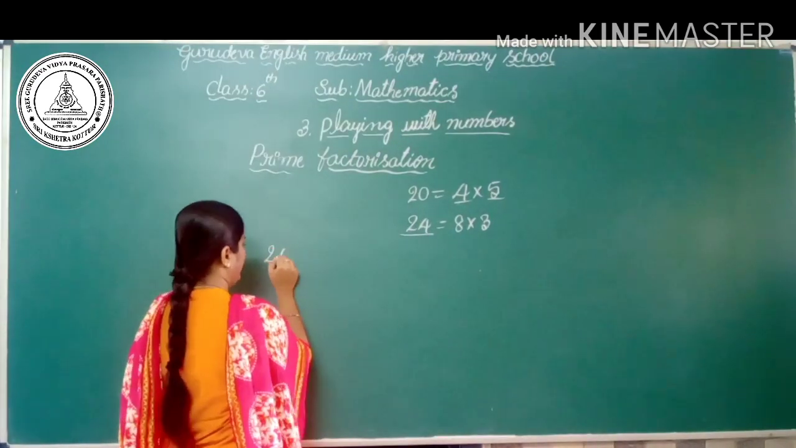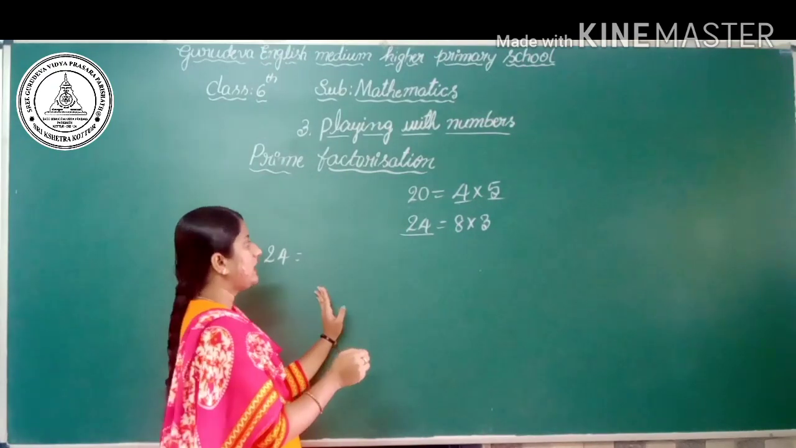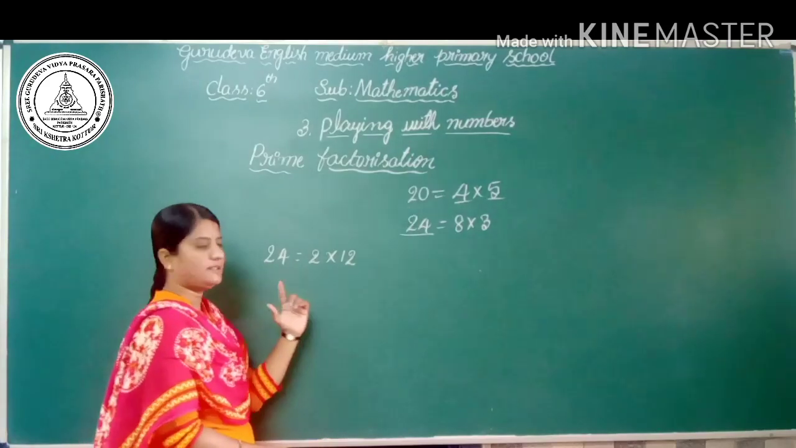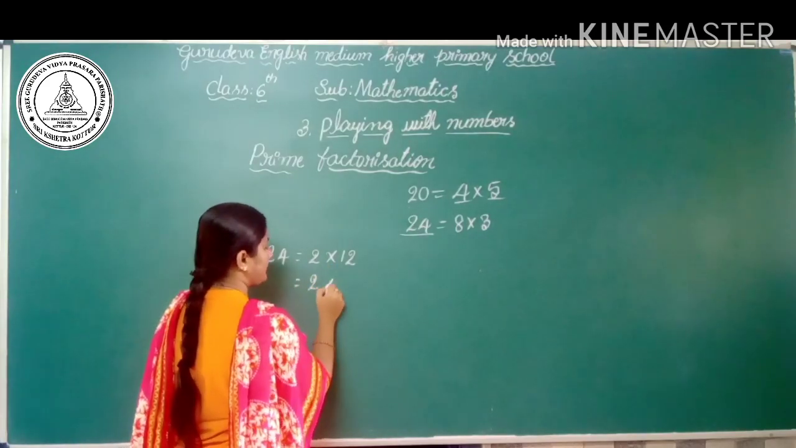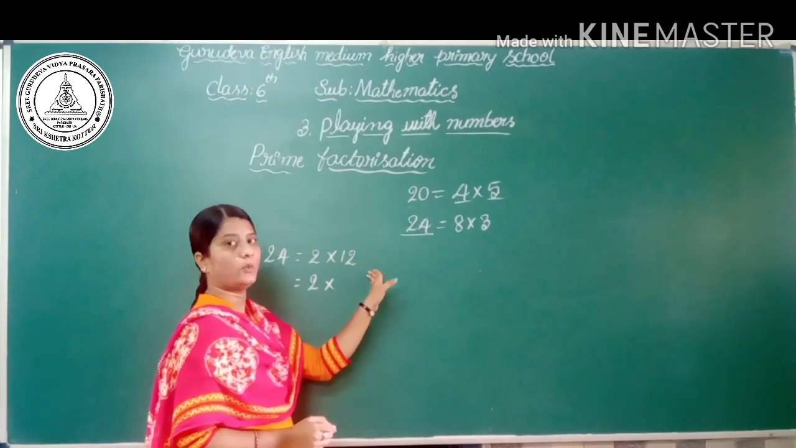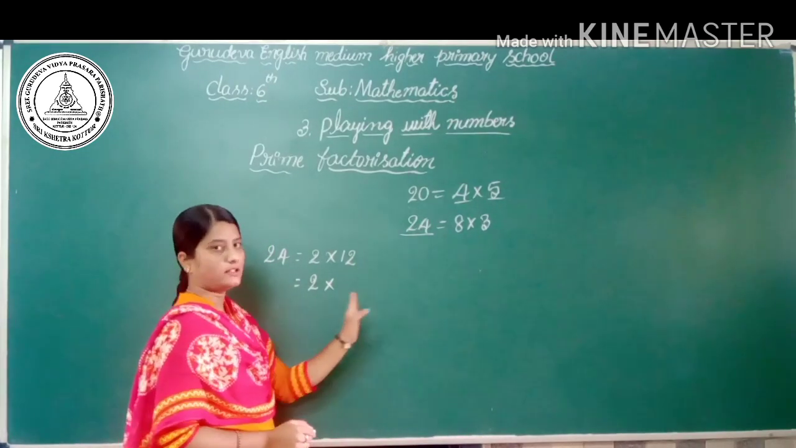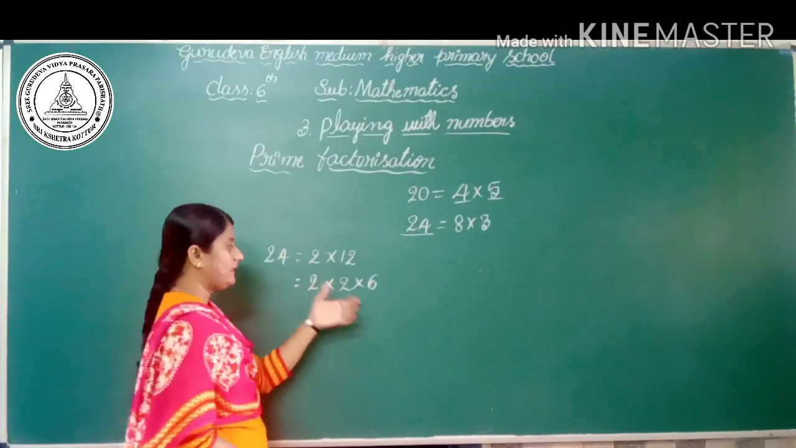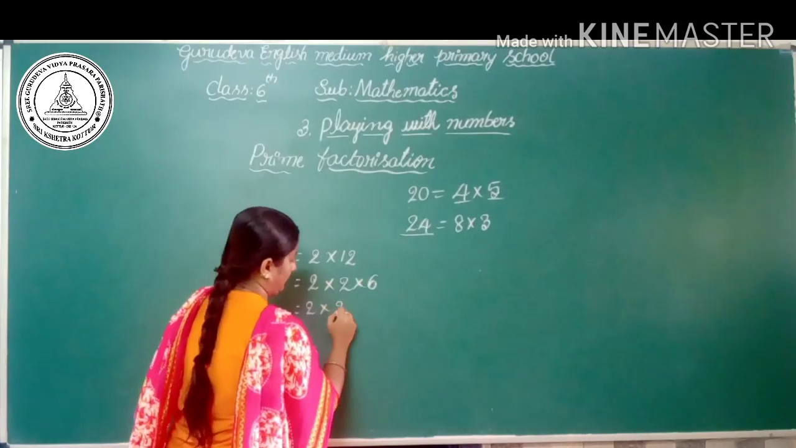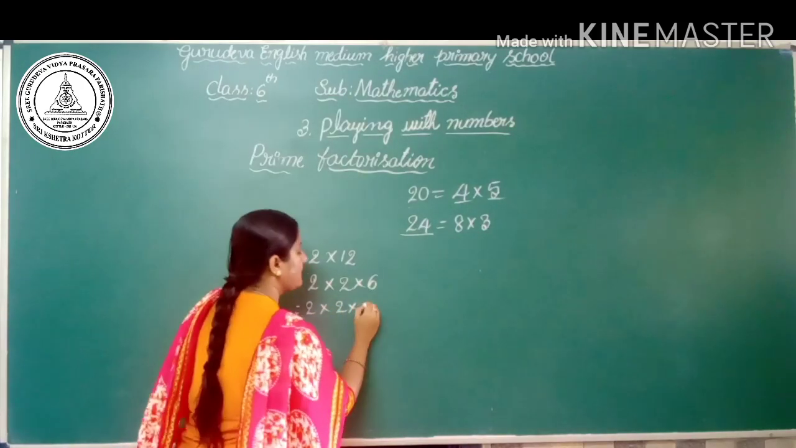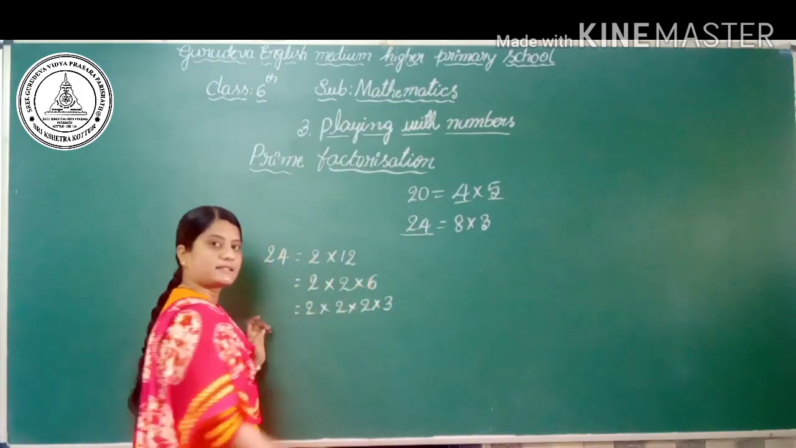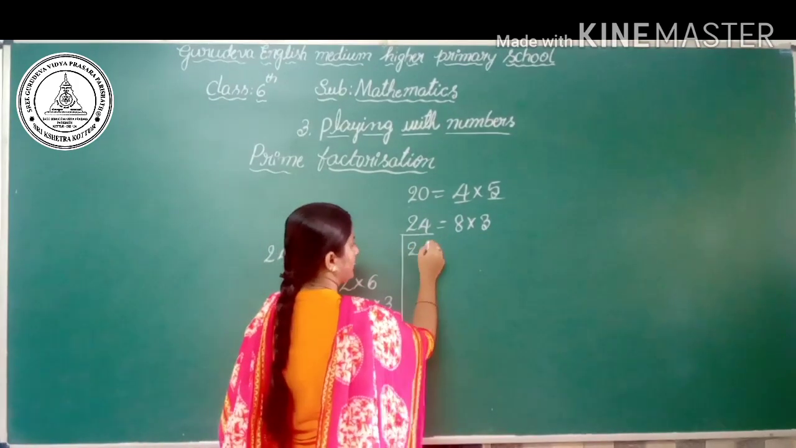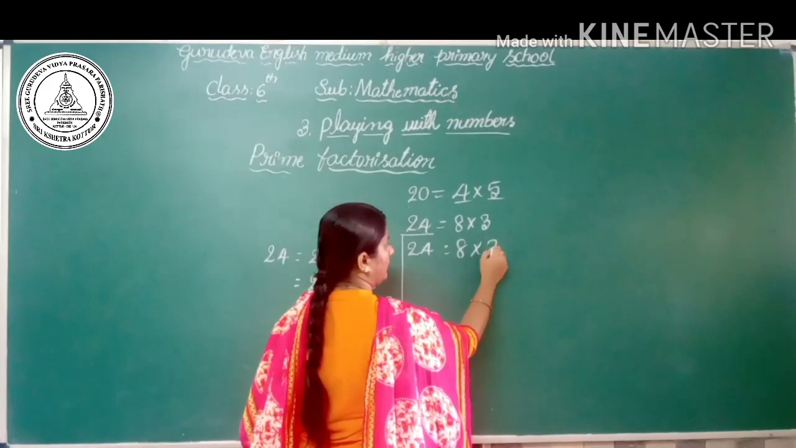So 24. I will write it as a product of 2 and 12, which is equal to 24, is it? Yes, and 12. So I can also write that 12 as a product of its factors, that is 2 times 6, 12, is it? Then again 2 into 2 into 6 can also be written as 2 times 3 times 6, is it?